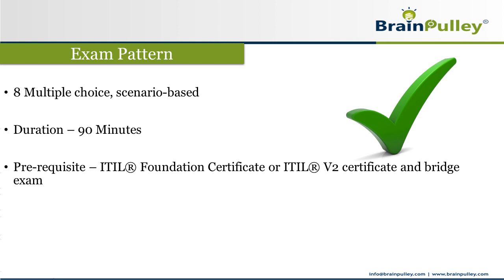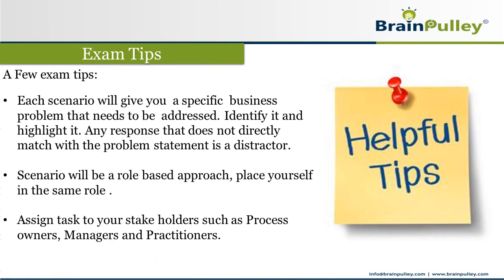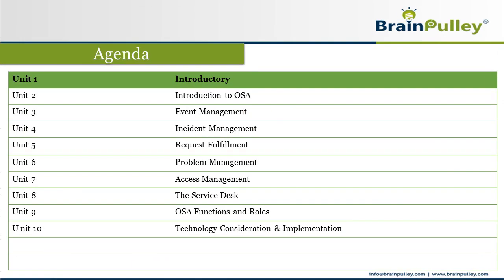This will be a closed book exam, and the candidate needs to score 28 out of 40, which is 70%, to achieve this certificate. The next slide is the exam tips. In this slide are some exam tips. Please go through them and implement them. Next is the agenda of this entire module. Now let me give you an overview of all the learning units in this course. Whatever we did so far was the introduction unit. Now let us quickly look at the agenda of this entire course.